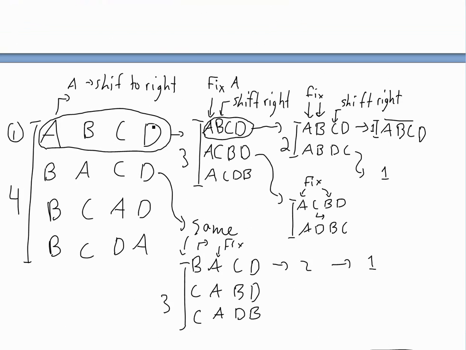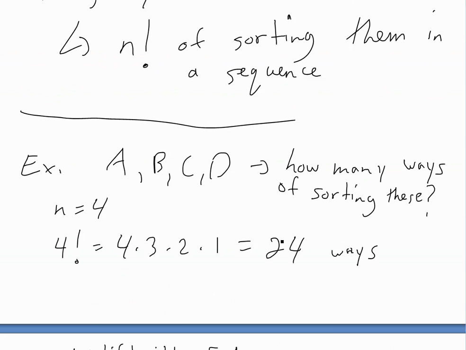Hopefully you wrap your head around this, because remember, this one is 4 ways of sorting ABCD. ABCD can be sorted 3 ways, so we have to multiply. Every single one of these can be sorted 3 ways, and every single one of these can be sorted 2 ways. Every single one of these can be sorted 1 way, so we have to multiply by how many different ways we could sort it. This one is 2 times 1, and then 3 times 2 times 1, and this one is 4 times 3 times 2 times 1. And then you get here.